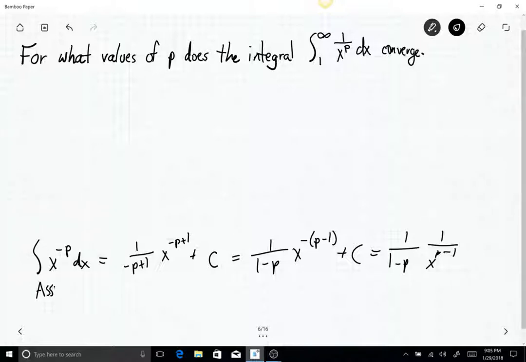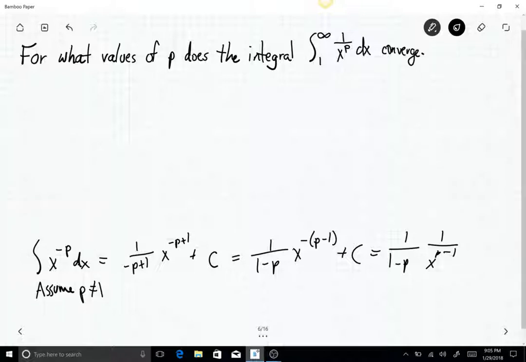I'm assuming p is not equal to 1. If that's the case, we run into a big problem if p happens to equal 1. And I'll discuss that case in just a second, because that's a whole different scenario altogether. It's the only case, though, that we have to worry about.